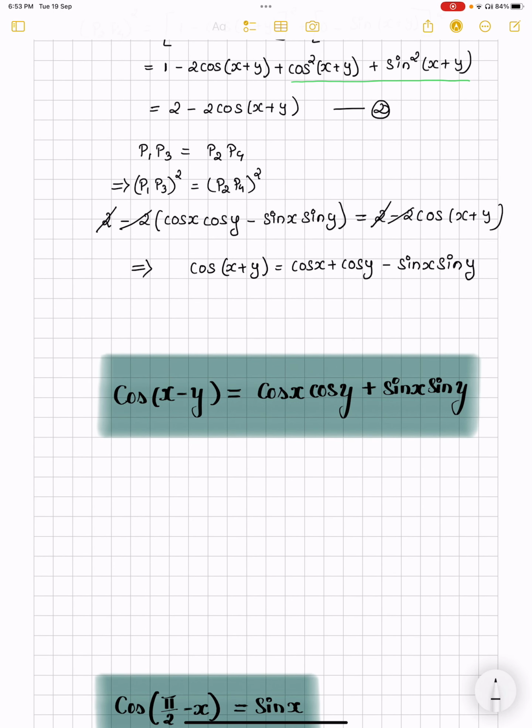Cos of x minus y is equal to... I'm not going to prove it using the same procedure. I'm going to do very simple things since we proved this already, this one. I'm going to take help from that. What I'm going to do here is replace my y by minus y in the one which I proved just now.